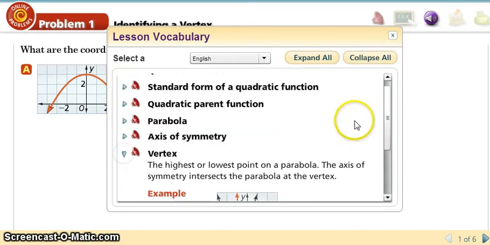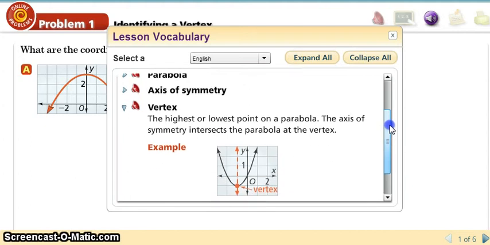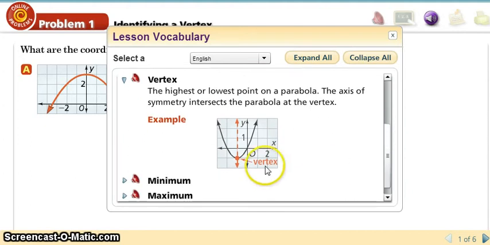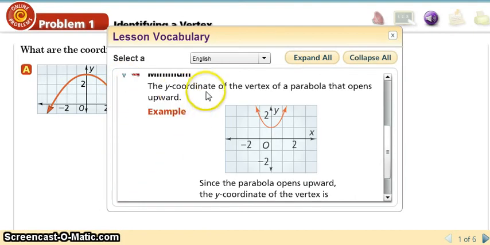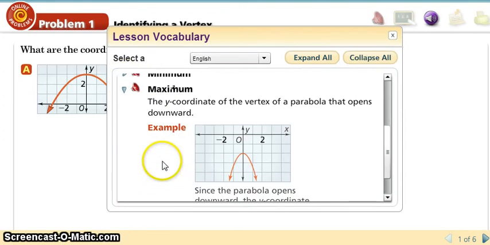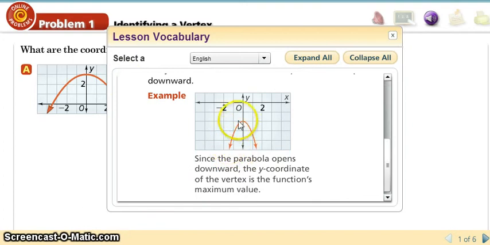We're also going to be looking at vertex here, and the vertex is the highest or the lowest point on the parabola. And that vertex in this illustration is intersected by the axis of symmetry, and we haven't talked about that yet, but we will. So this is an example of your vertex. And then the minimum and the maximum. The minimum is the y-coordinate of the vertex of a parabola that opens upward. So if this opens up, this would be your minimum point right here. And maximum is the exact opposite. If your parabola opens downward, then this is your maximum point.